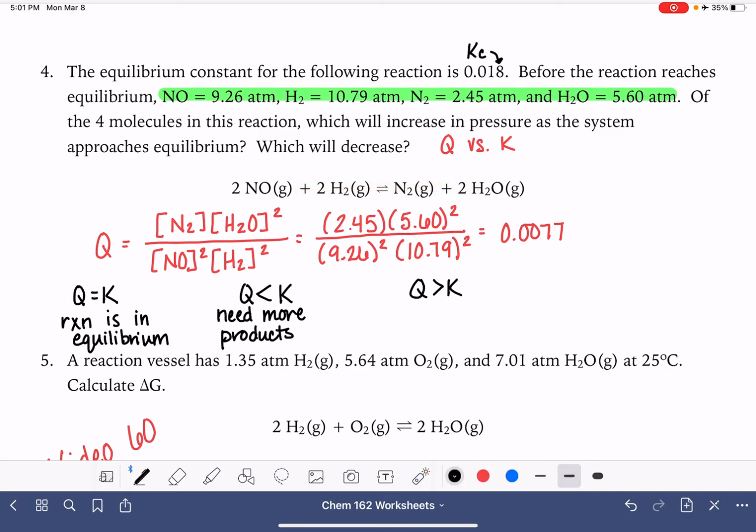When Q is larger than K, this means that we need to have less products. We need to use some of them up. And the position of equilibrium would be shifting to the left.